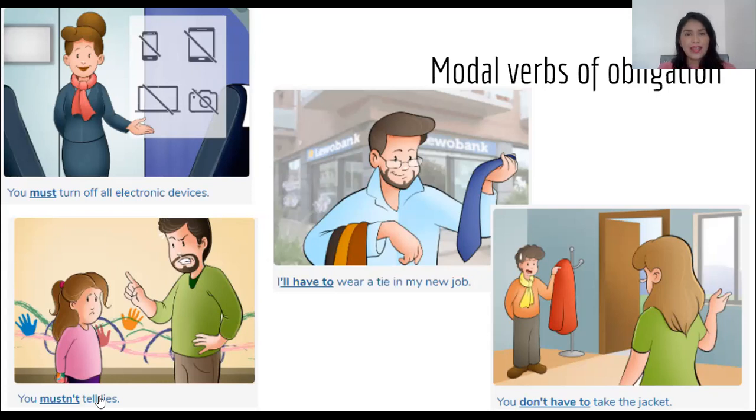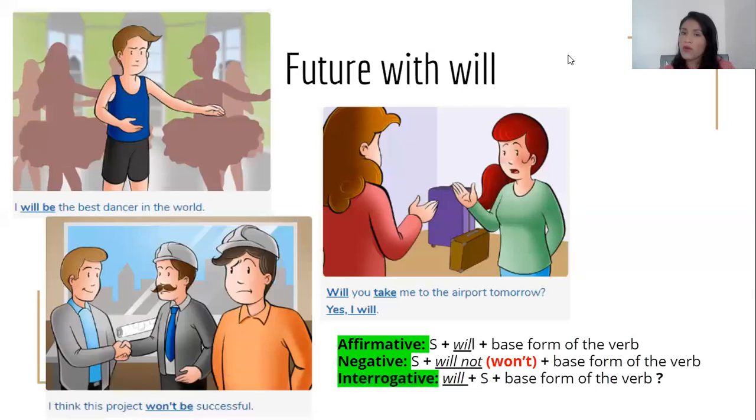Then let's go with the future with will. I already know that the present continuous can be used for situations in the future when it is something already planned. But what happens with will? When am I going to use will? Okay, so here I have three examples. I will be the best dancer in the world.